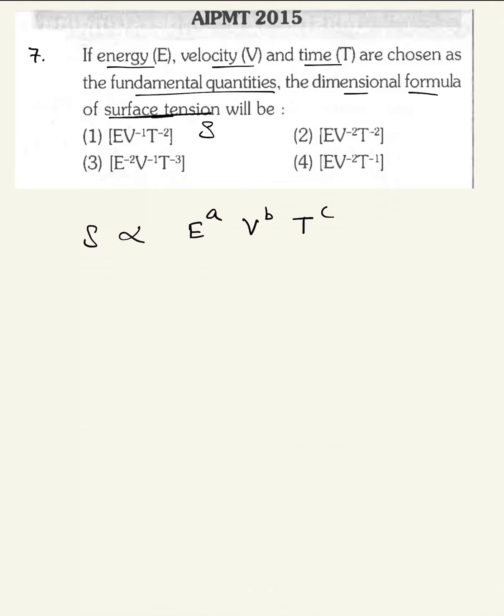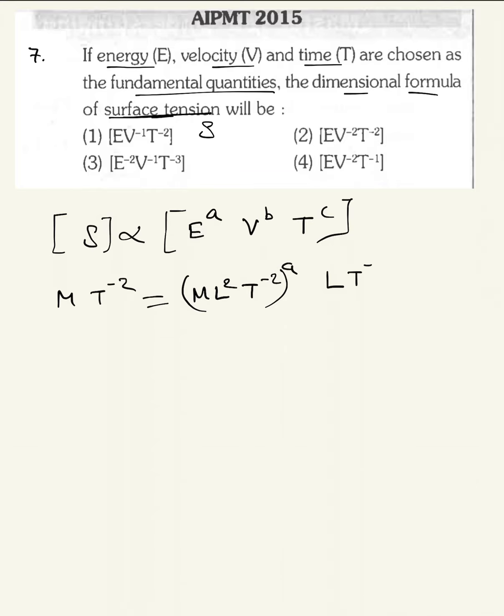Now you must know surface tension is force per unit length. Force is MLT^-2, so ML divided by L, it's gone. So what I'm doing is the dimension formula of this is equal to dimension formula of all this. When I remove the proportionality sign, one constant will come, and you must remember that those constants are always dimensionless. So here E is energy: (ML^2T^-2)^a, velocity (LT^-1)^b, and T^c.